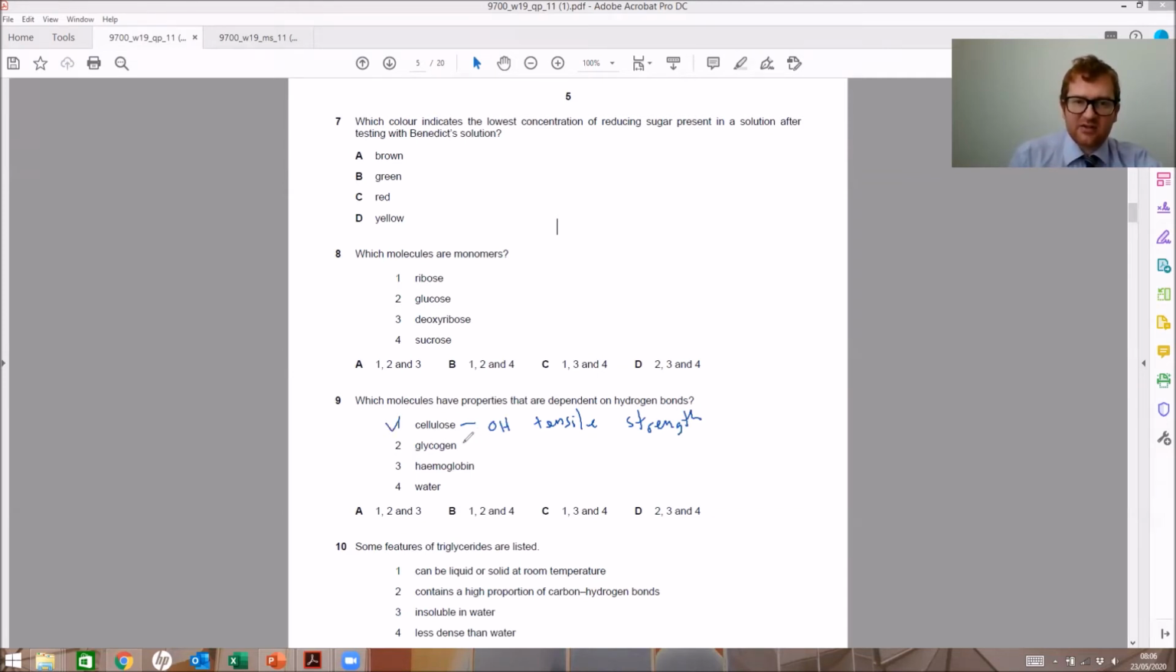Now, glycogen does not depend on hydrogen bonding because generally it's the glycosidic bonds that are occurring between the different molecules of glycogen. However, the hydrogen bonding may take place between the surrounding water rather than the actual molecules of glycogen itself.